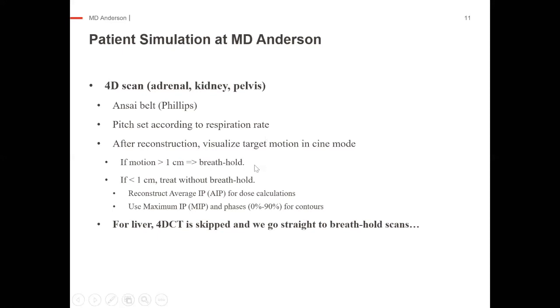So if it's greater than 1 cm of motion, that's kind of our tolerance. And so in that case, that's when we'll proceed to do a breath hold. If the motion is less than 1 cm, then we'll treat without breath hold.